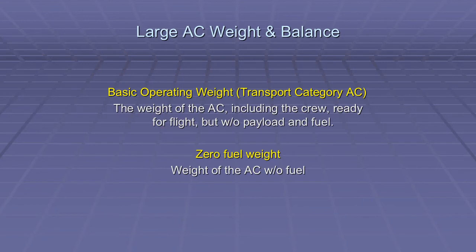One of the common weight and balance considerations for large transport category aircraft is how much cargo can be hauled for a given flight. Here are a couple of terms used in making those calculations. The basic operating weight is the weight of the aircraft, including the crew, ready for flight, but without payload and fuel. The zero fuel weight is the weight of the aircraft without fuel.